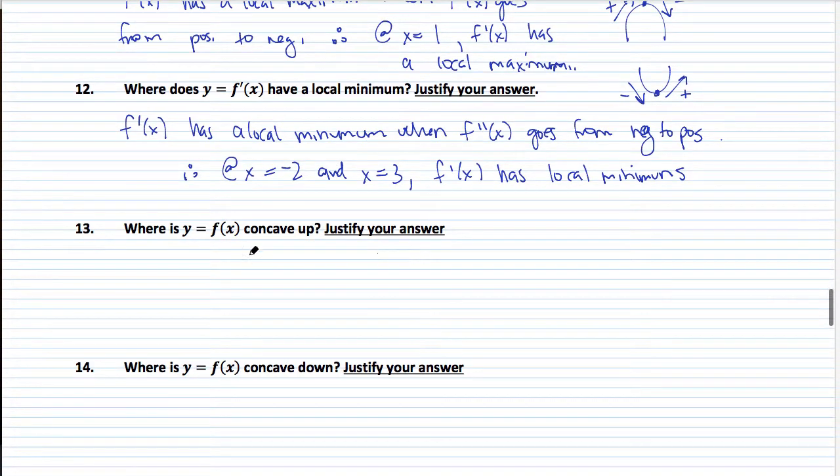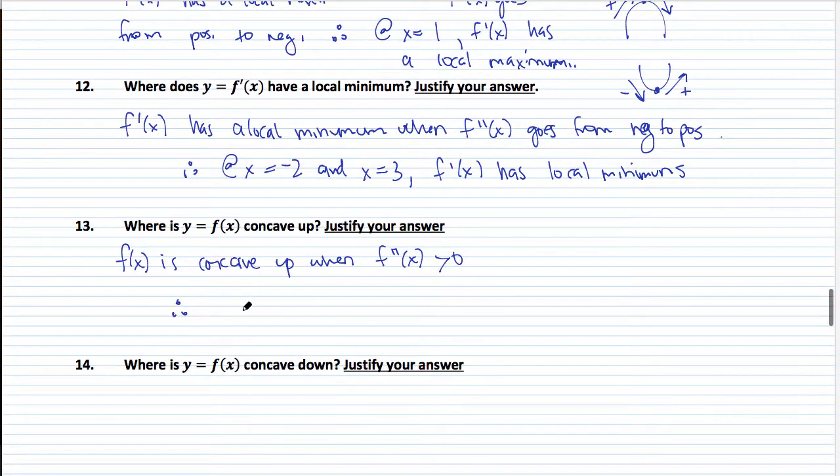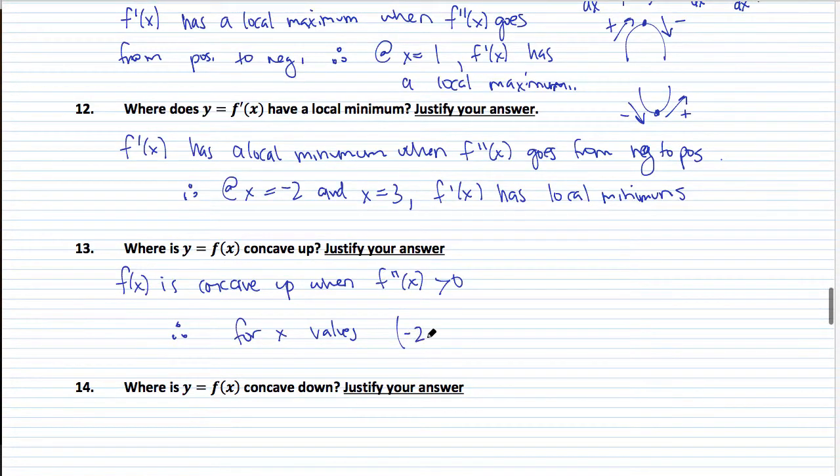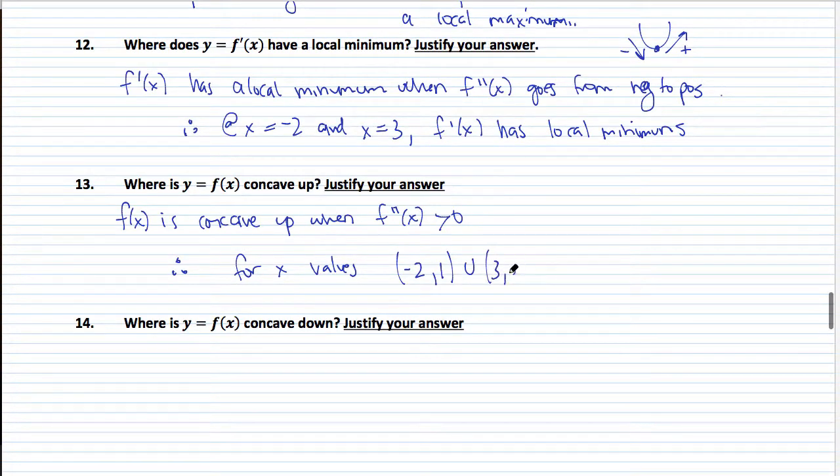Question 13 asks us, when is the function, not the derivative, concave up or concave down? So f of x is concave up when its second derivative is positive. So when is our second derivative positive? Well, it is positive from negative 2 to 1, and then from 3 to positive infinity. So it's concave up for x values from negative 2 to 1, union 3 to positive infinity.